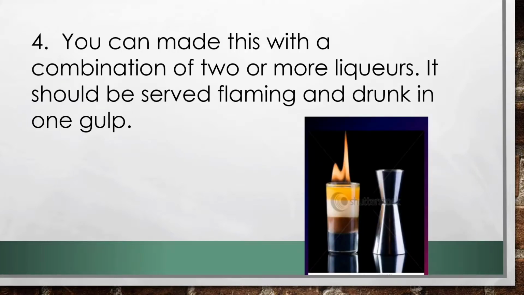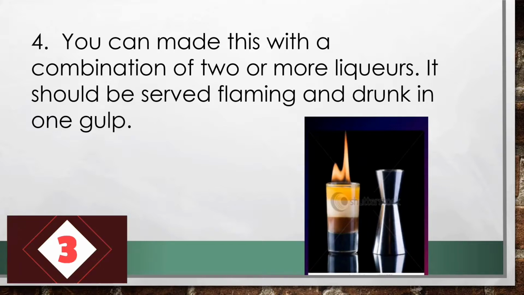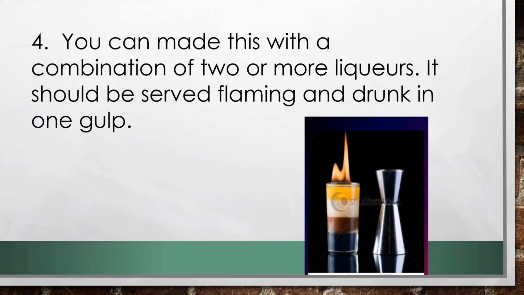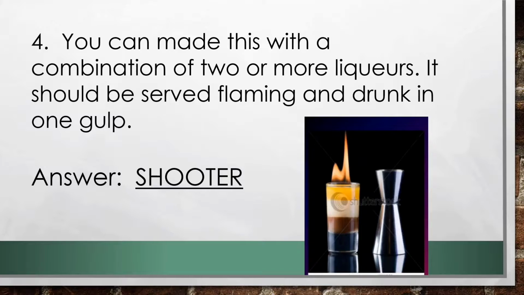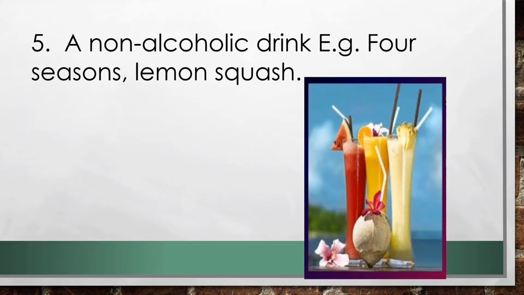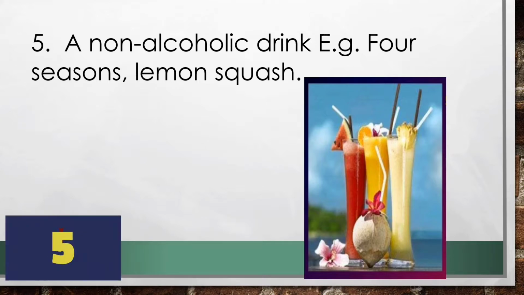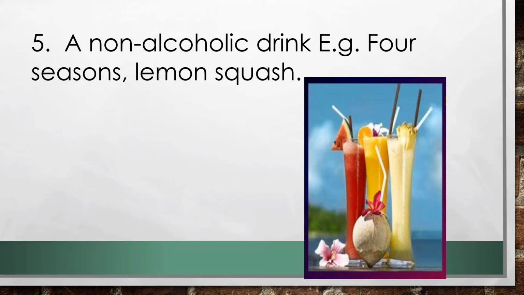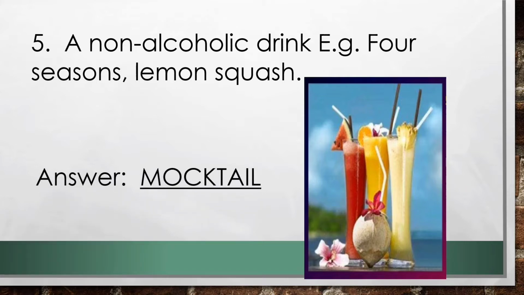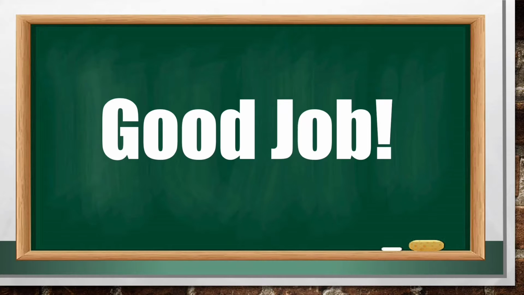Number 4. You can make this with a combination of 2 or more liquors. It should be served, flaming, and drunk in one gulp. The answer is shooter. Number 5. A non-alcoholic drink like Four Seasons and lemon squash. The answer is mocktail. What's your score? Good job!